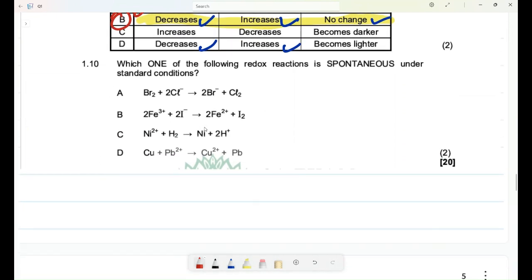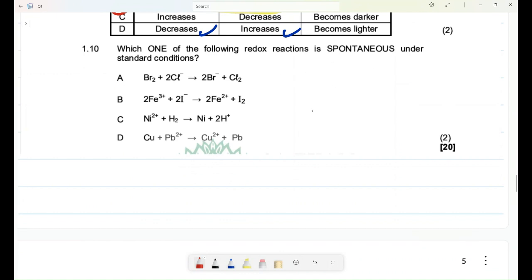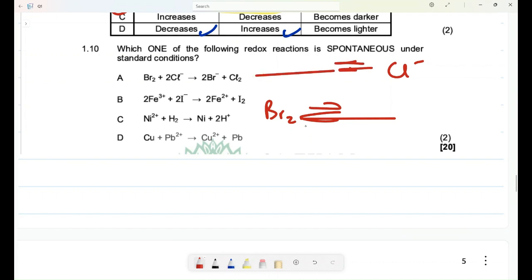1.10, which one of the following redox reactions is spontaneous under standard conditions? If it is spontaneous, when we check, like if I have Br2 in a reaction, we look at the standard reduction table. We look at Br2, then the Cl should be something there. So from Br2, the one that we start with, to Cl minus, the gradient should be positive. This is when you use table 4B.